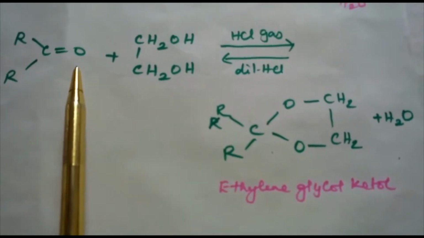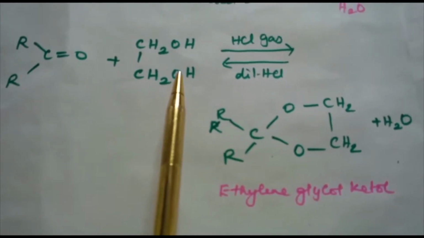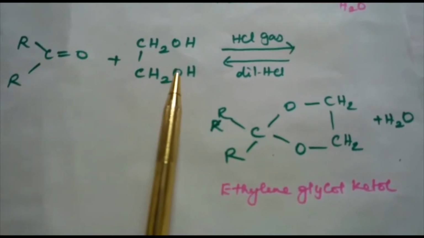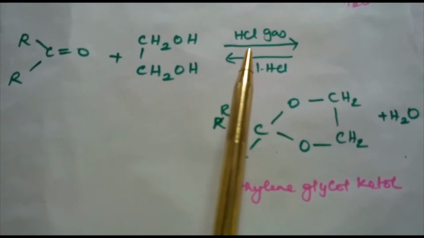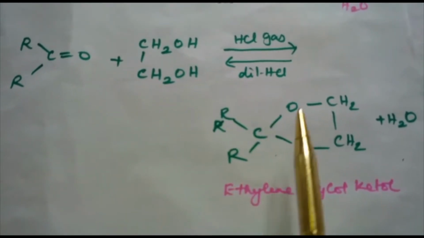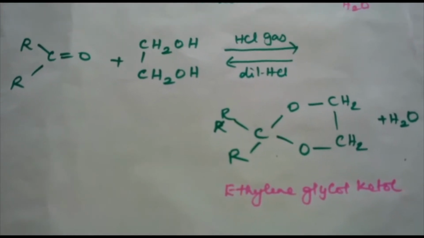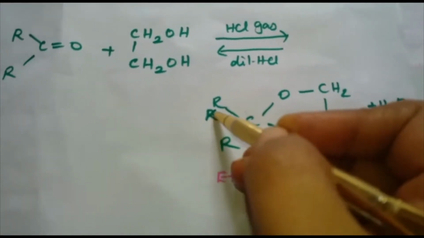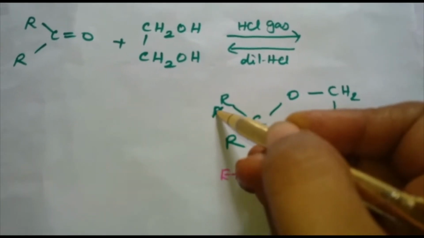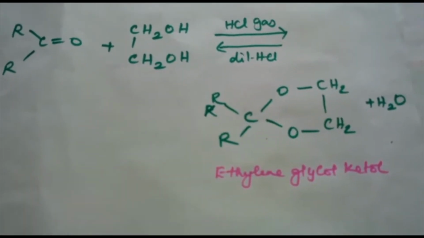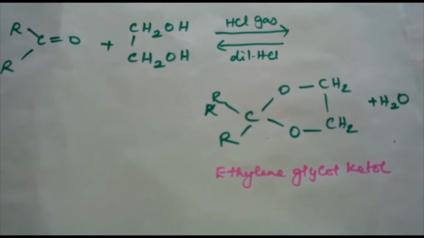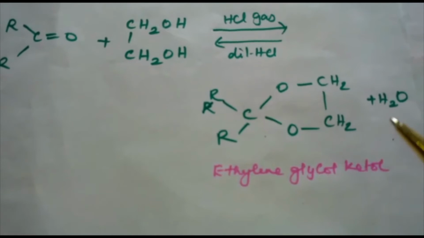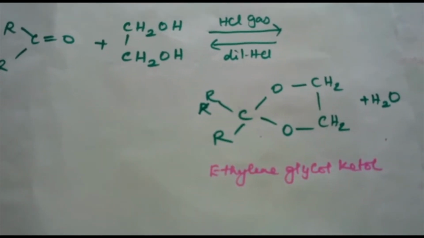Ketones react with ethylene glycol. Ethane-1,2-diol is the IUPAC name. Ketones react with ethylene glycol under similar conditions to form cyclic products. This R group is not there. To give cyclic products known as ethylene glycol ketals.